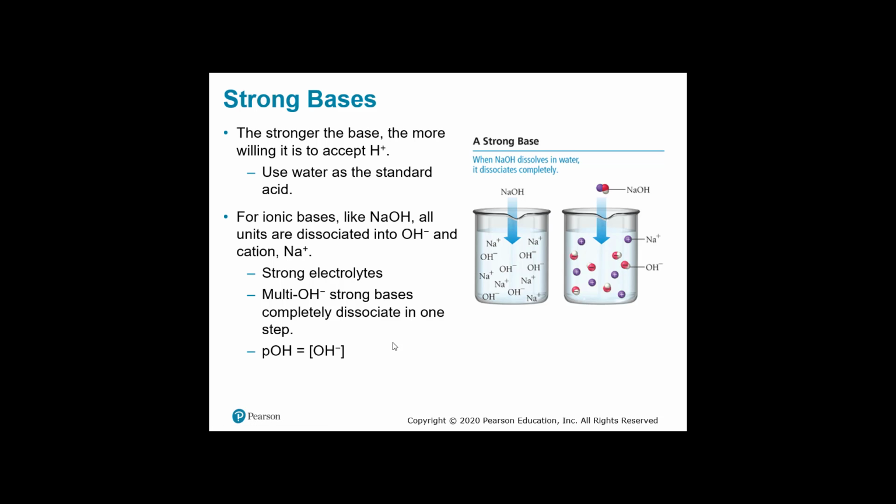For ionic bases like sodium hydroxide, it completely dissociates because it's a strong base. It's a strong electrolyte. That means multi-hydroxide strong bases completely dissociate in one step. And if we're looking at the concentration of hydroxide ions, we use pOH.